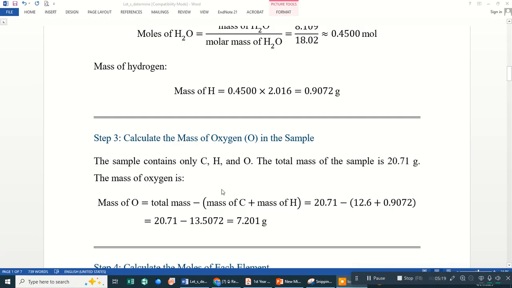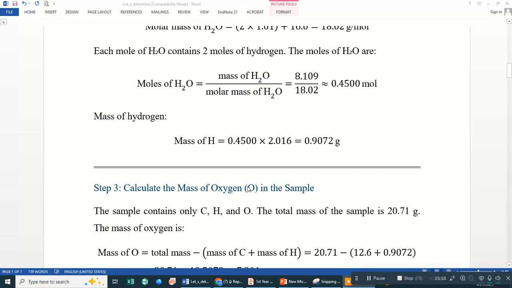Okay, next we calculate the mass of oxygen. We know that oxygen is common in carbon dioxide as well as in water, so with respect to the common element, we change the approach. The total mass of the compound is given, that is 20.71 gram, and the mass of carbon and hydrogen combined is 13.5072 grams. 20.71 minus 13.5 is equal to 7.201 gram. That is the mass of oxygen.